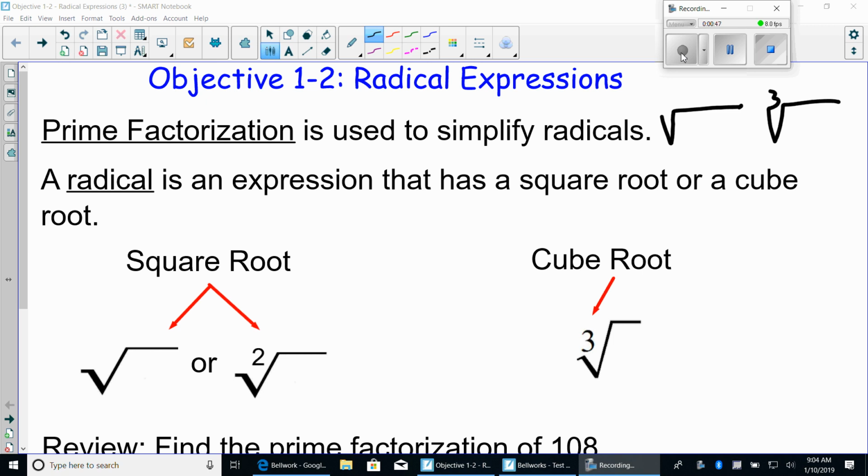Notice here, if it has no number on the outside, it's understood to be what? Square. This is understood right here to be a square root, okay? Otherwise, it'll have another number. So if it's a cube root, it will have a 3. If it's a fourth root, it'll have a little 4. If it's a fifth root, it'll have a little 5, okay? But if it has no number, it's understood to be a square root. Any questions on that?